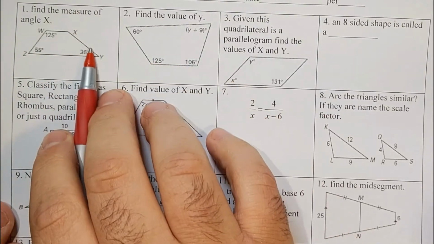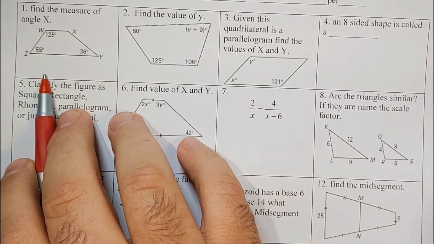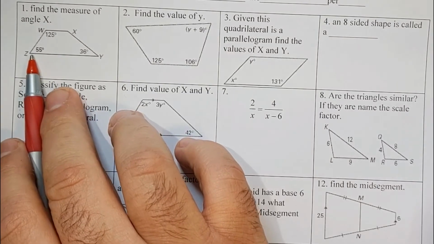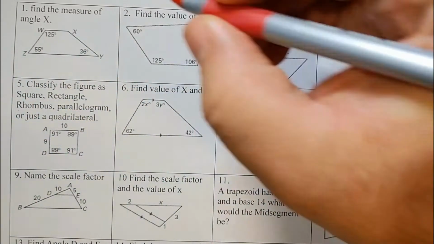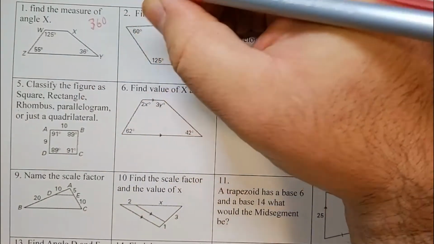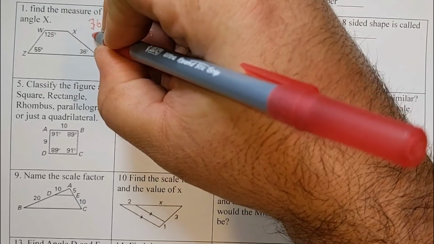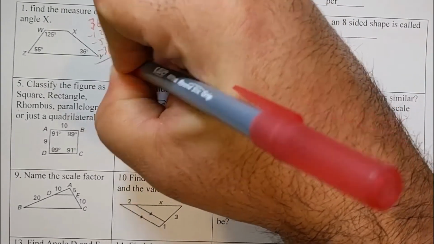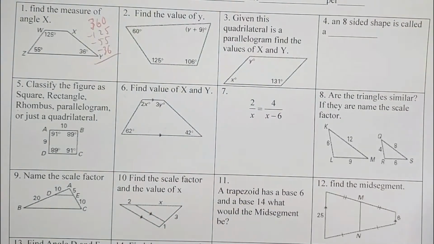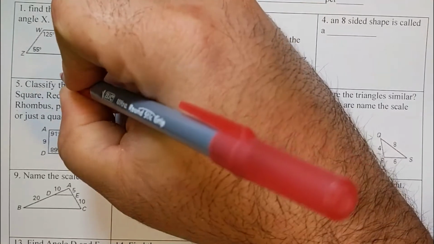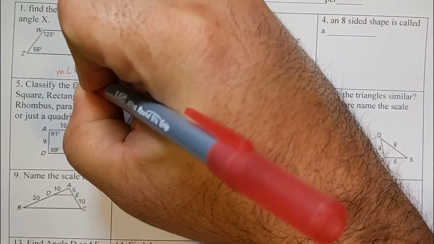First problem, this is a quadrilateral, it's got four sides. So you're not doing it because it's a parallelogram, but because it's got four sides, it's a quadrilateral. That means that you're gonna start with 360 degrees because all quadrilaterals have 360. And then you're gonna subtract away 125, 55, and 36, and whatever's left over has to be your answer. So you get 144 degrees, and that has to be your answer for the measure of angle X.